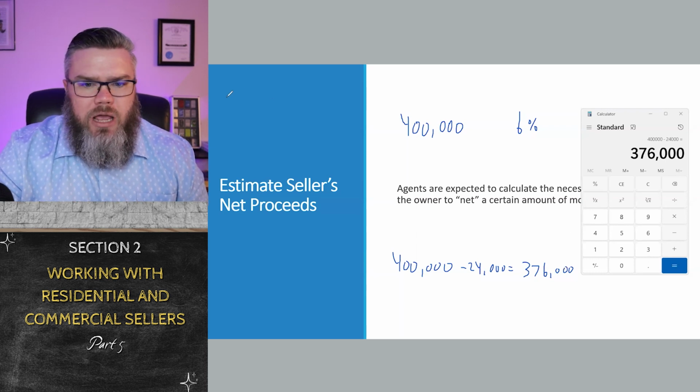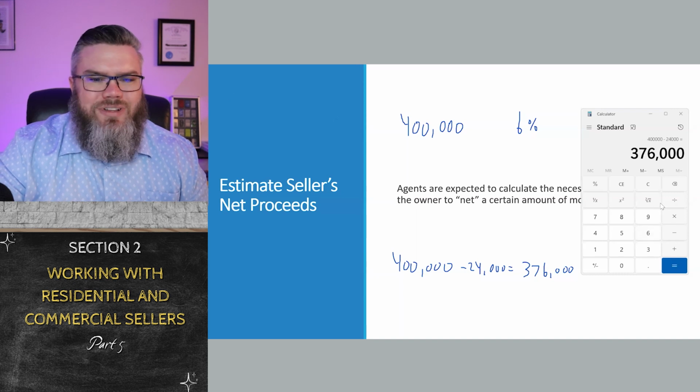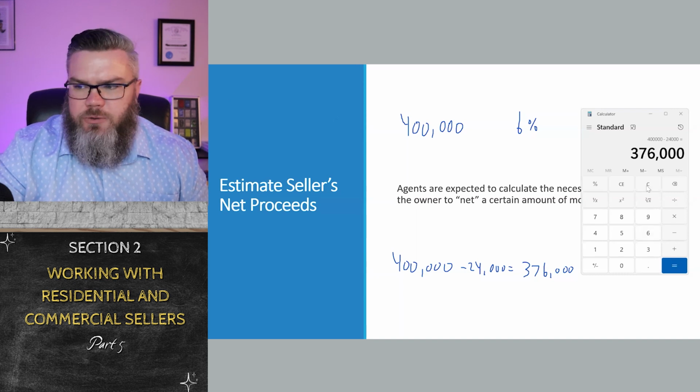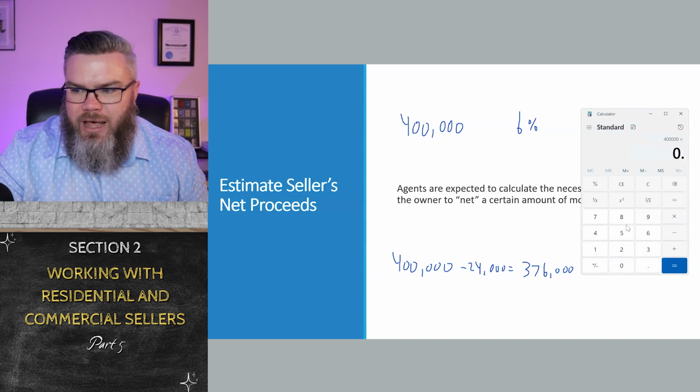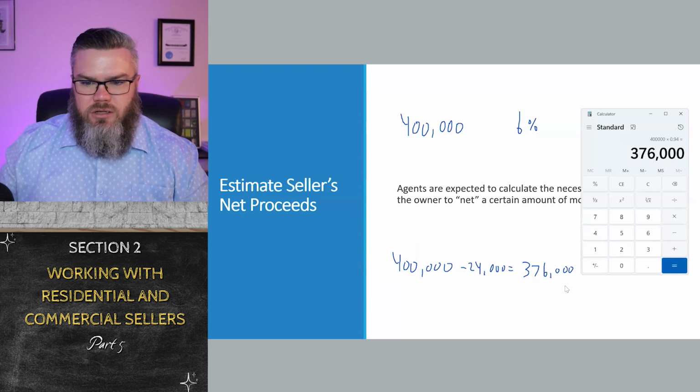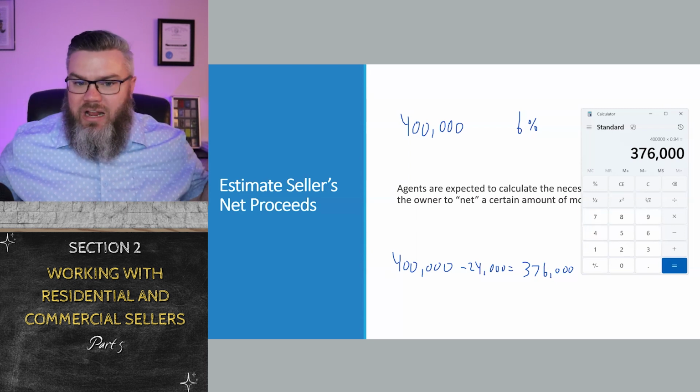If now I said, okay, well, if we're taking 6% commission, what's the seller going to walk away with if that's their only expense? Instead of doing what I just did, take your $400,000 and multiply it by your 94%. You see how much easier that was? We've knocked out a whole step, but it makes sense, doesn't it?